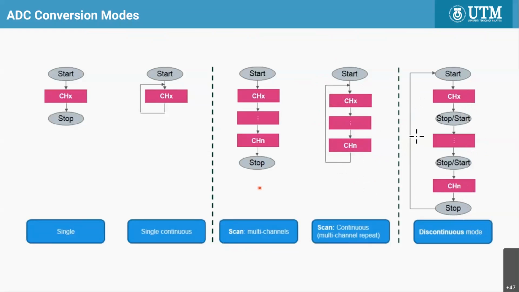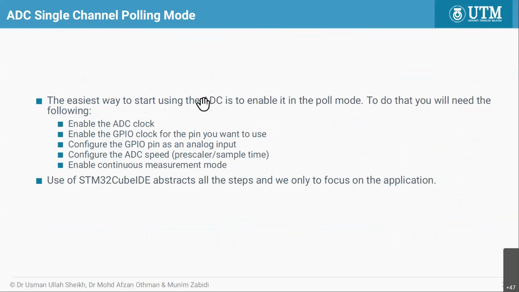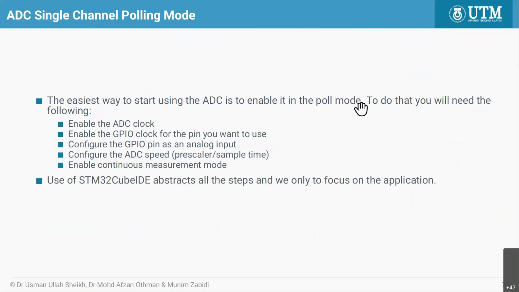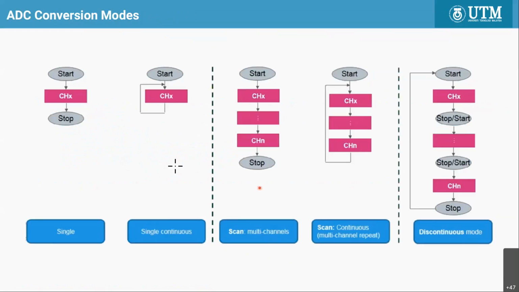So many modes. I will just stick with the first one. It's the easiest. The easiest way is just to use the single conversion and poll mode. To do that, you still need to know many things. You have to enable the clock. You have to enable the GPIO pin that you want to use. Configure the GPIO pin as analog. Configure the speed. Enable continuous measurement.